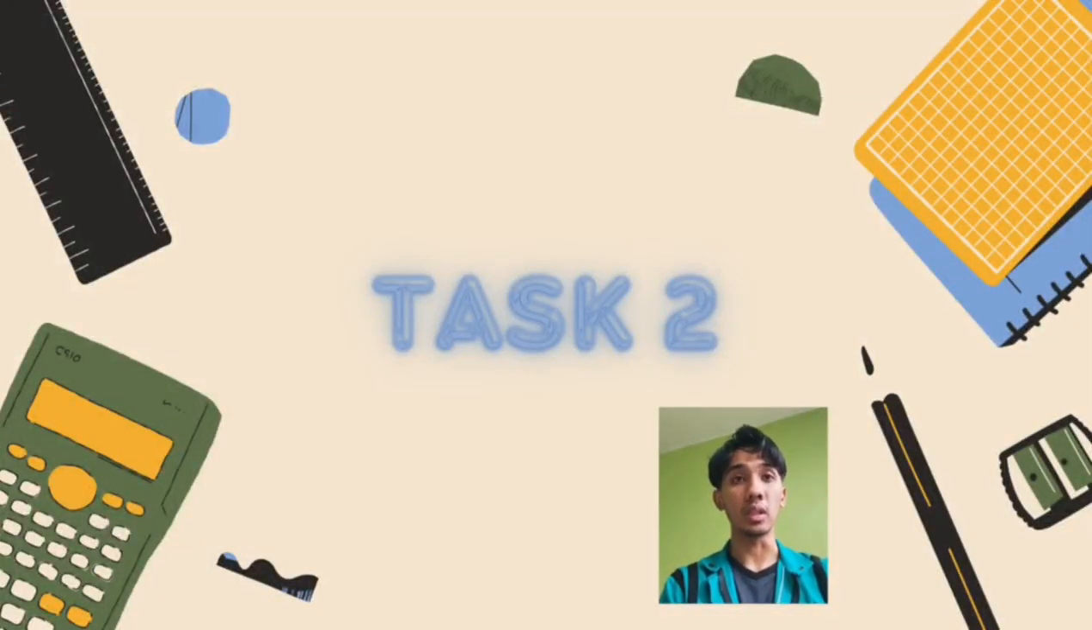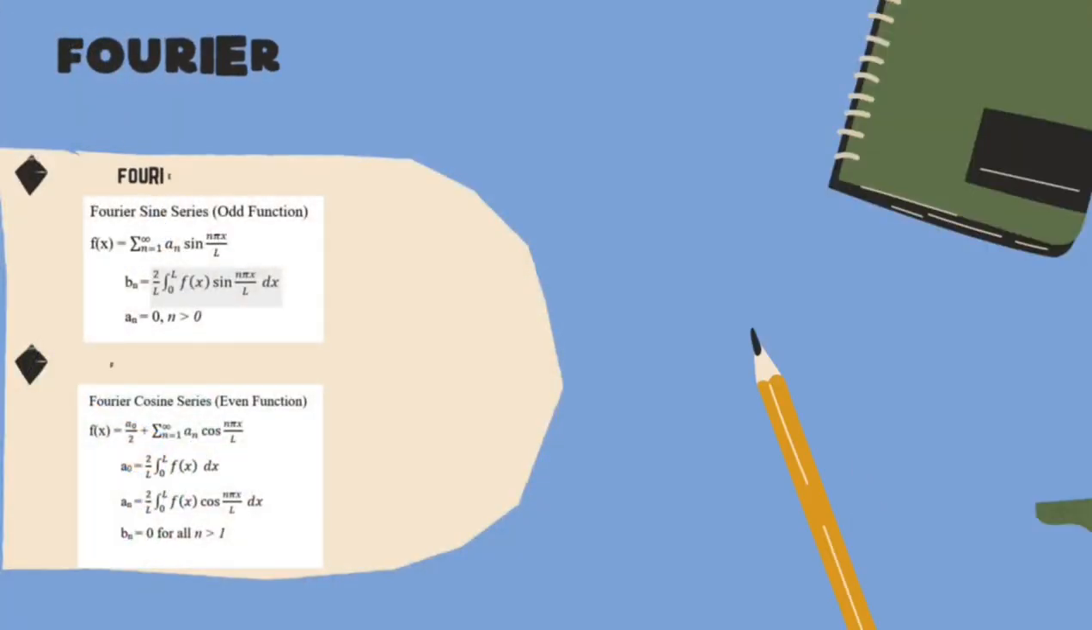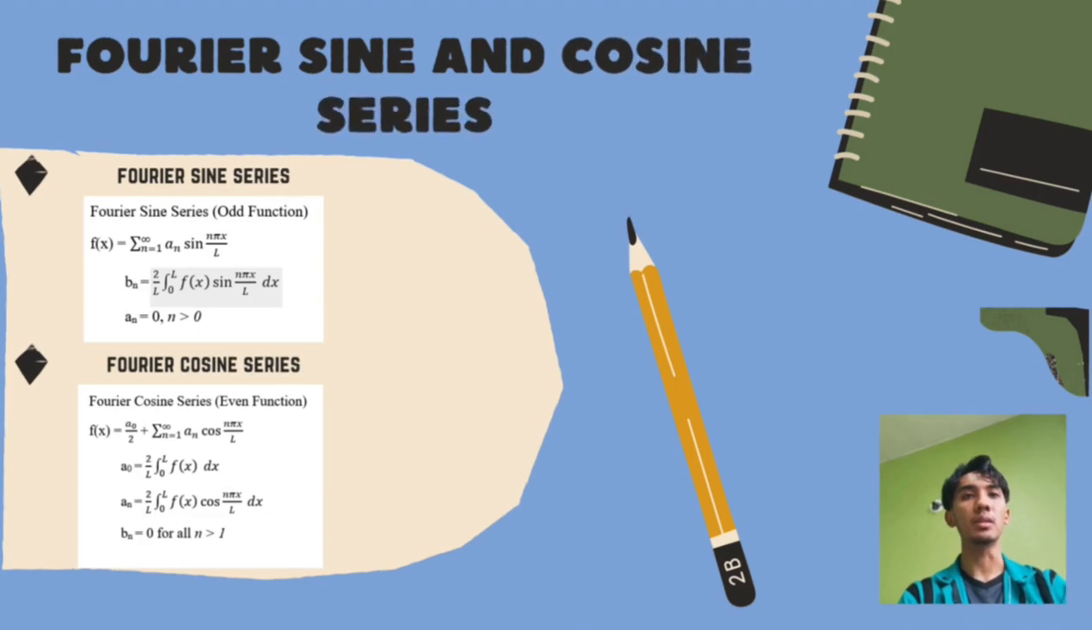My name is Muhammad Hafiz Adli bin Yasin. I will explain about task 2. The Fourier sine series represents a periodic function as a sum of sine functions, while the Fourier cosine series represents it as a sum of cosine functions.